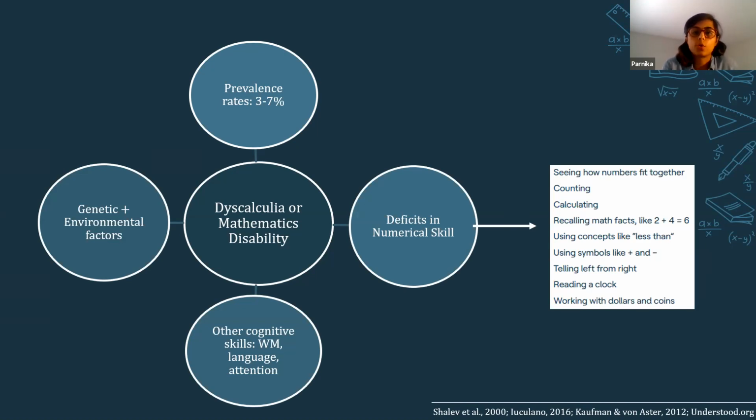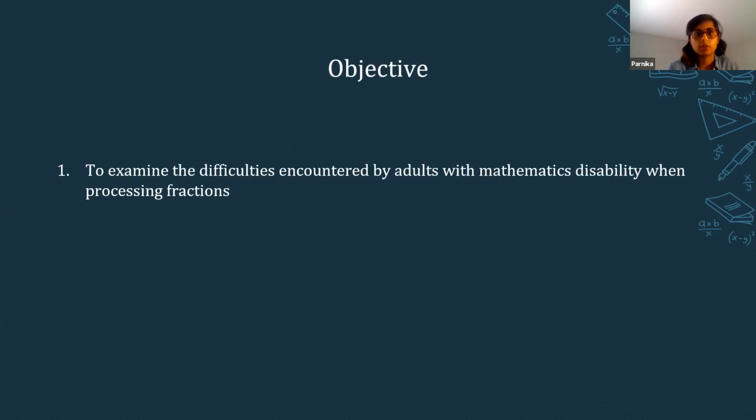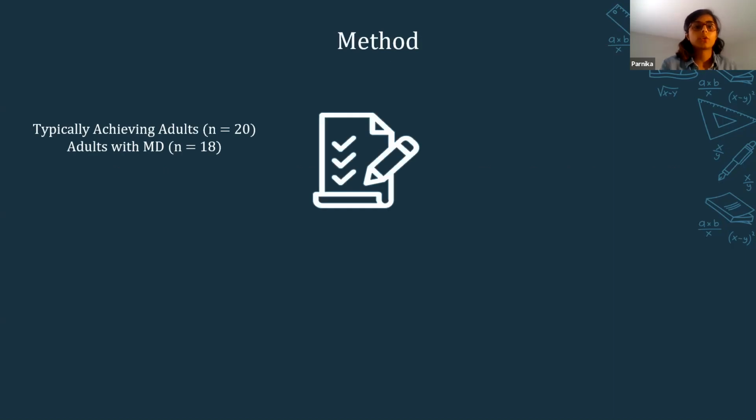So while prior research has focused on understanding difficulties of typically achieving individuals and children with mathematics disability, not a lot of research exists on understanding difficulties with adults with mathematics disability. So the first objective of the study was to examine the difficulties encountered by adults with mathematics disability when processing fractions. And for this study, what we did was we recruited typically achieving adults and adults with MD and asked them to complete a paper-based untimed fraction test.